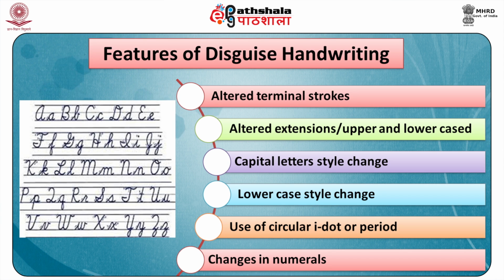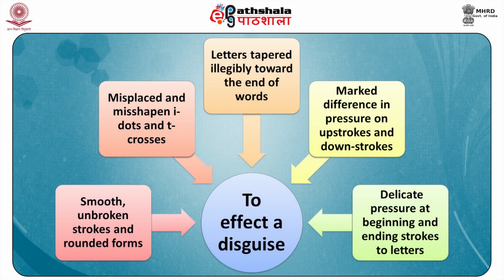capital letters style change. Number 14, lowercase style change. Number 15, use of circular I, dot, or period. Number 16, changes in numerals. An examination of these findings indicates that persons use many different methods, alone or in combination, to effect a disguise.